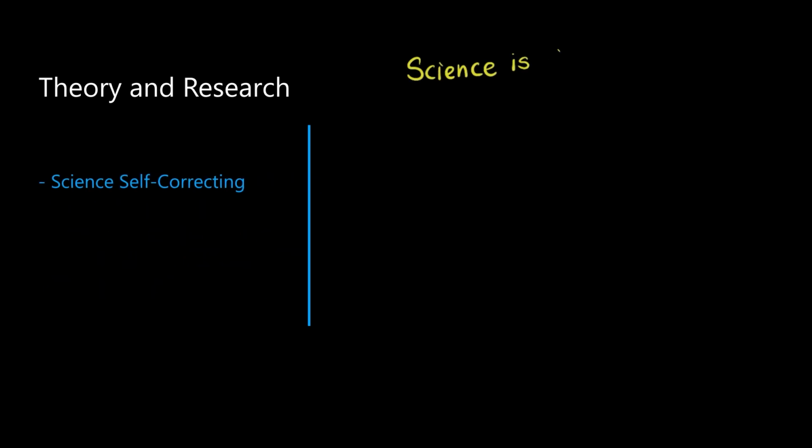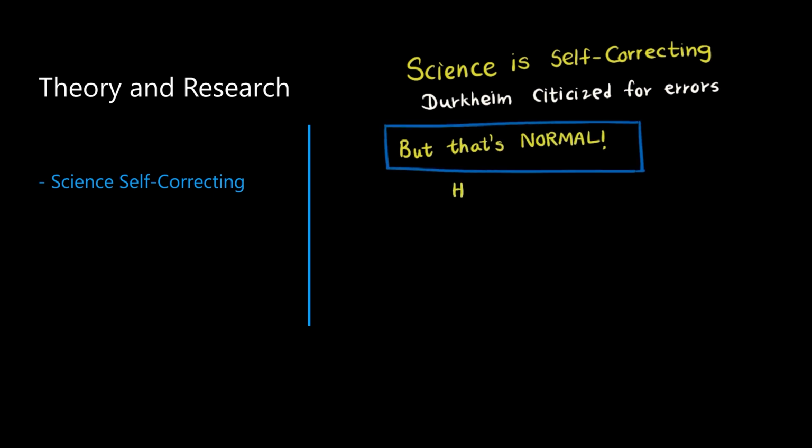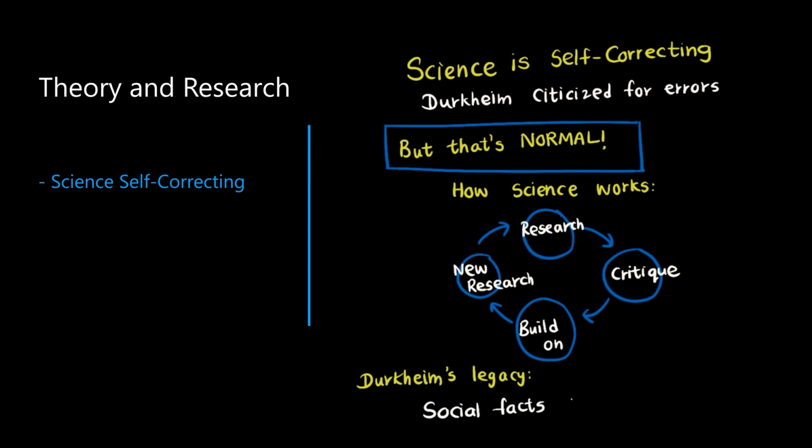Now, Durkheim's work has been criticised by later sociologists for errors in how he gathered and interpreted evidence. This is important to understand. Science is self-correcting. Later researchers build on and critique earlier work. That's how knowledge advances. But Durkheim established something crucial. Social facts can be studied systematically, and research can reveal patterns that help us understand and predict social behaviour.